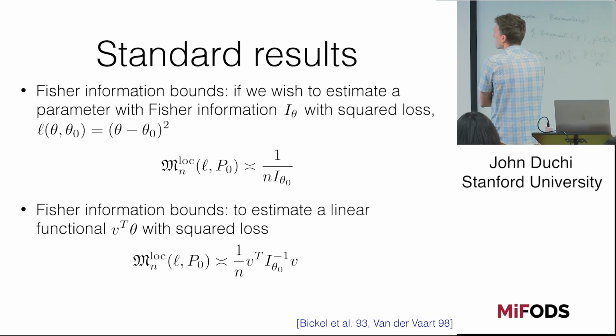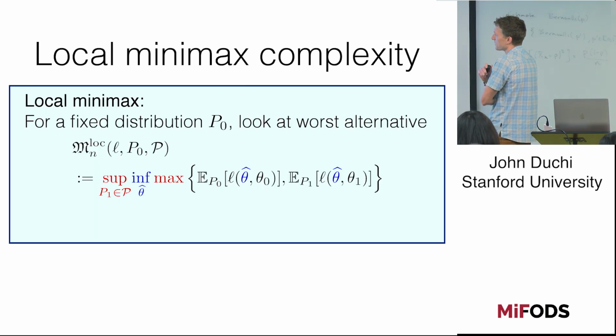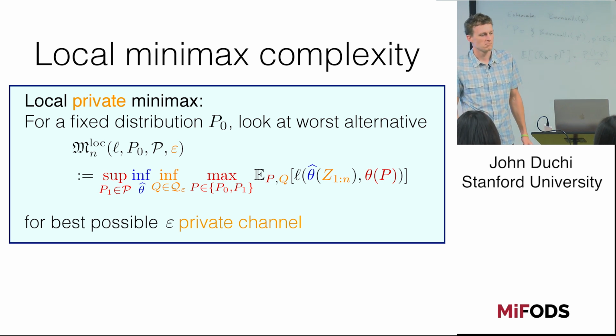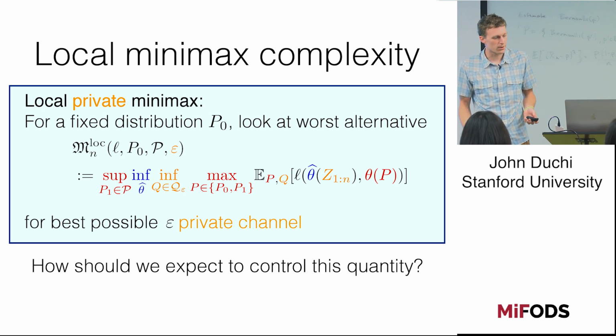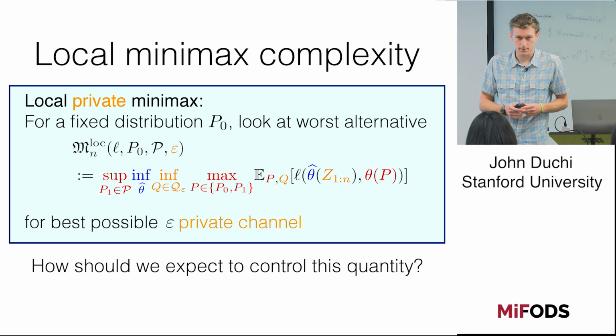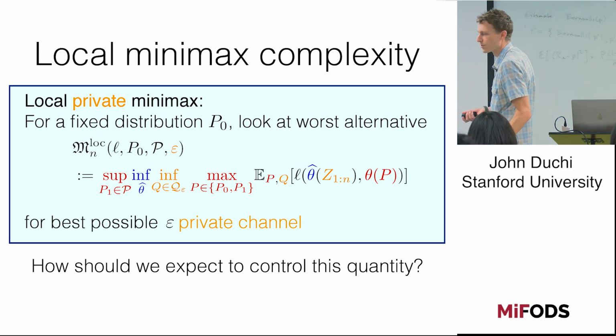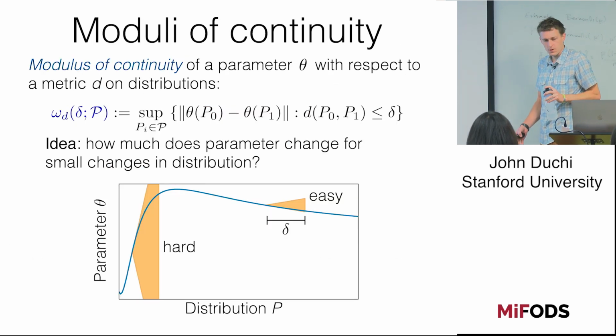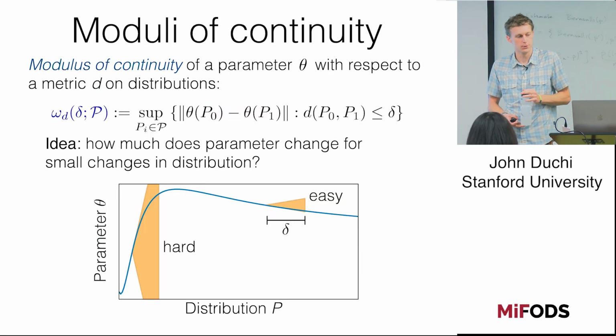Okay, so we've got our local minimax complexity. Well, we're going to do the privacy thing again, and we're just going to say, okay, local private minimax is, for this population P0, let's look at the worst alternative for the best possible private channel, and we're going to calculate this thing. Okay, now what we can ask is, how should we actually expect to control this quantity? And I'm going to give you the answer to this. It comes out of some functional analysis you can do.